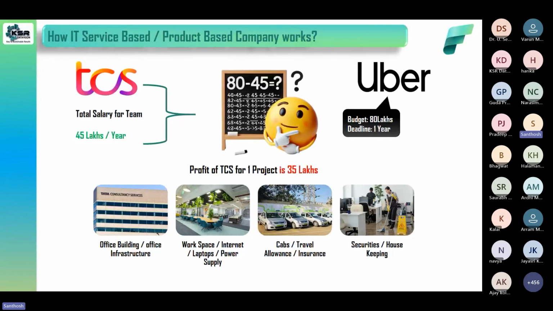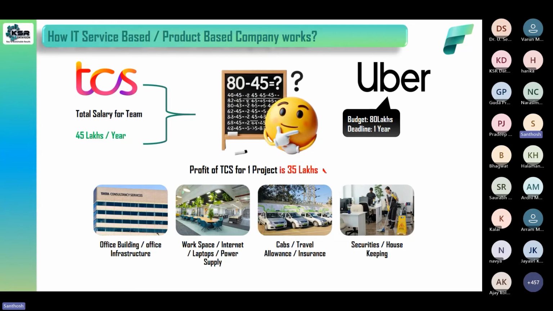And already there are people who are on the bench. And HRs will not have any billing. For HRs also we have to pay salary. Only for the people, Uber is paying. So who will pay for HRs? Who will pay for security? Who will pay for housekeeping? Who will pay for cabs? Who will pay for internet? Who will pay for office buildings?